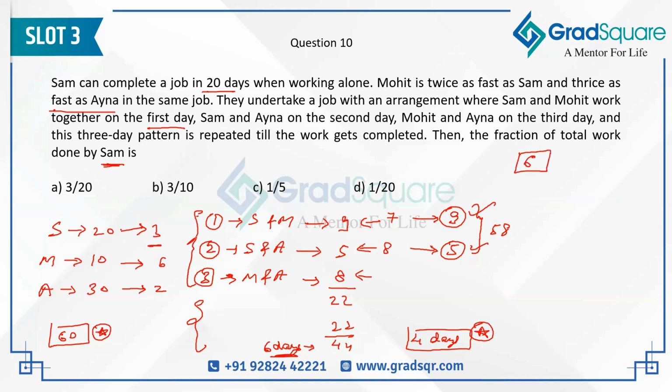Sam is doing 3 units per day. So in 6 days, Sam would have done 18 units. So what fraction of the total work has Sam finished? 18 by 60 units, because 60 was the total unit of work. So it is 3 by 10. That turns out to be the answer for this particular question, which is option B.